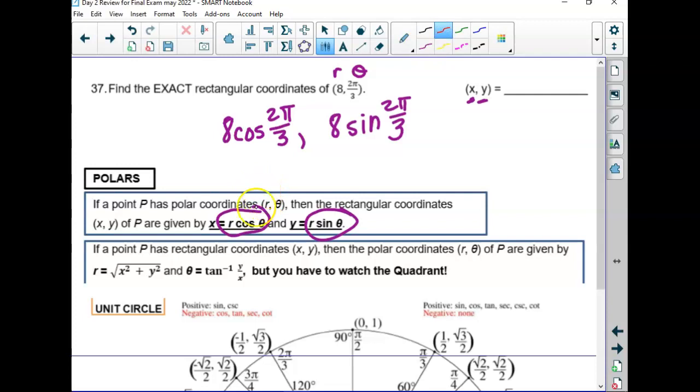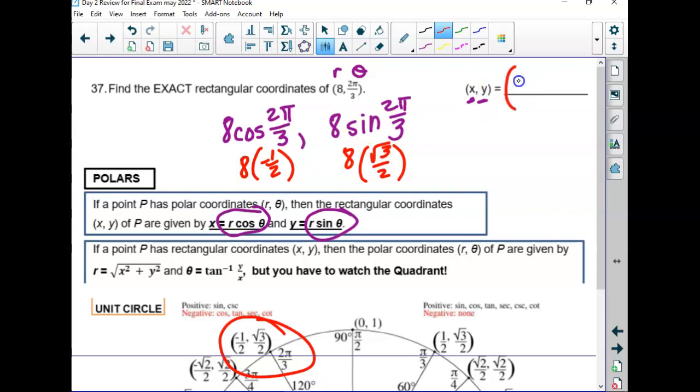Guess what? Didn't we just use this point on a question a minute ago? 120 or 2 pi over 3 has an x of -1/2 and a sine or y value of square root of 3/2. So what is 8 times -1/2? Guys, you're scaring me. What's half of 8? Okay, it should be -4. 8 square roots of 3 divided by 2 would be 4 square roots of 3.